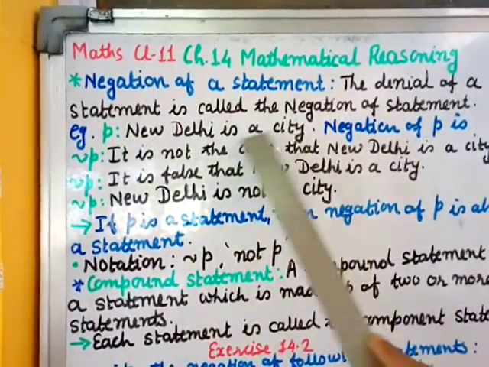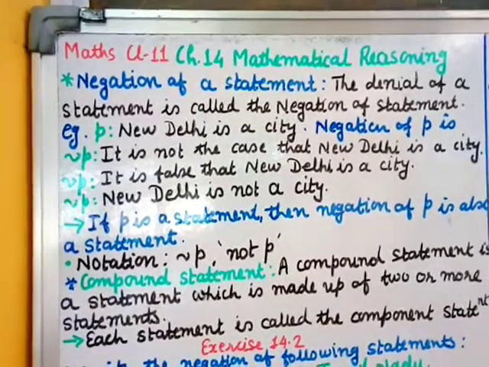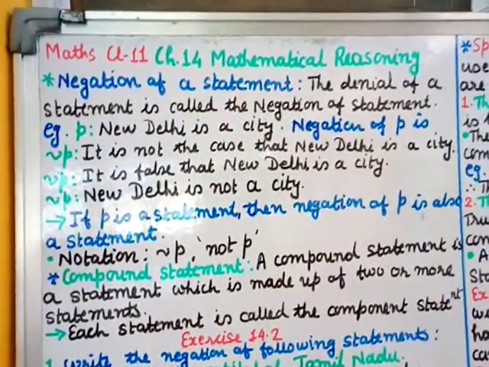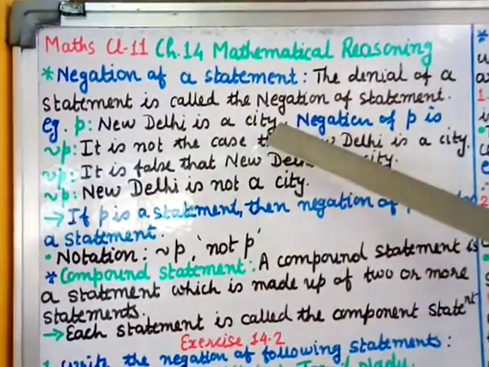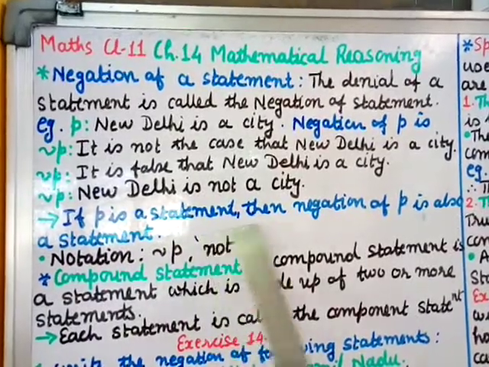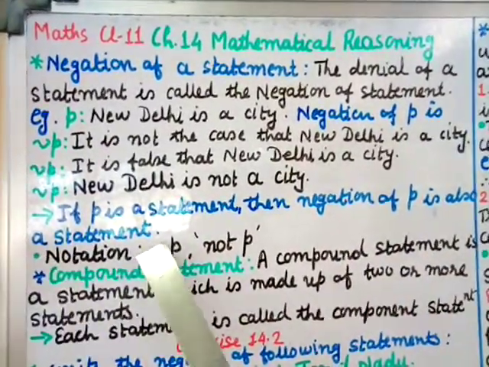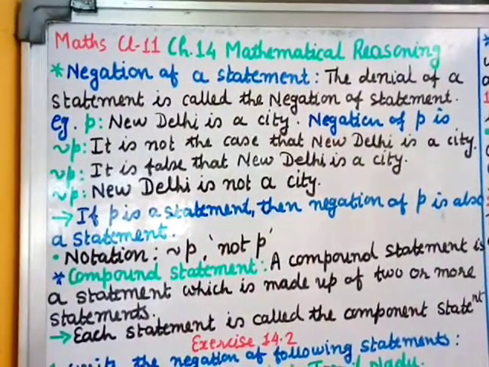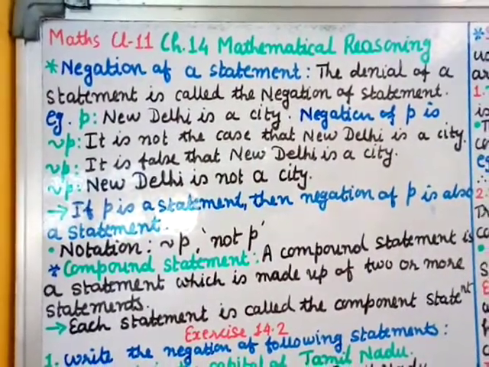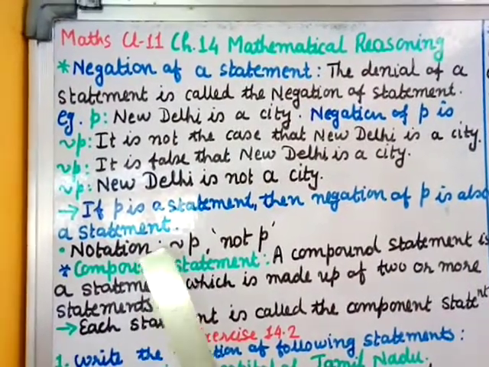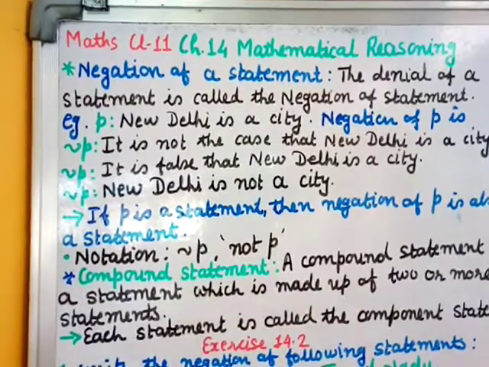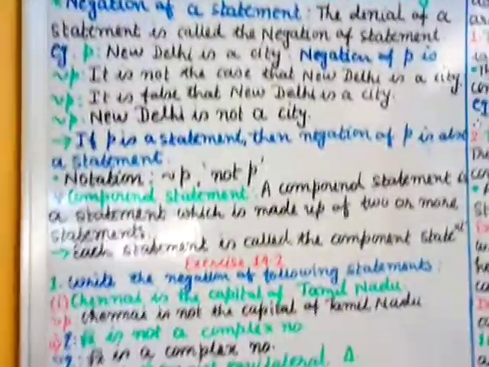Simple, just insert not here, in "is not a city". Then it becomes the negation of this statement. If P is a statement, then negation of P is also a statement. So if P is a statement, and you write the negation of that statement, it will also be called a statement. The notation we use is not P, and we read it as not P. This is how we write it, and that is called the negation of P.